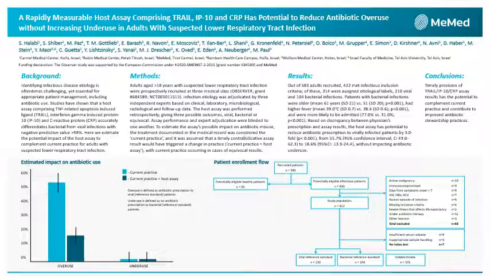The background to this study is that identifying infectious disease etiology is oftentimes challenging, yet essential for appropriate patient management, including appropriate antibiotic use, as I'm sure everyone here in the audience is aware. Studies have shown that a host assay comprising TNF-related apoptosis-induced ligand, which is called TRAIL, interferon gamma-induced protein 10, which is IP10, and C-reactive protein, CRP, accurately differentiates bacterial from viral infections with negative predictive value of over 98%. So that is the background for this study.